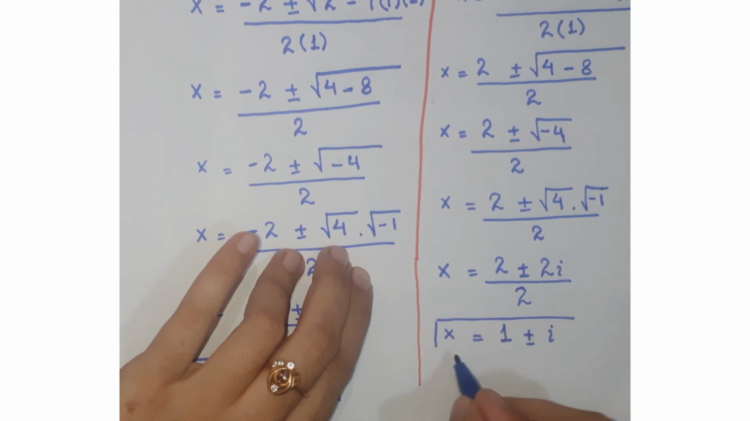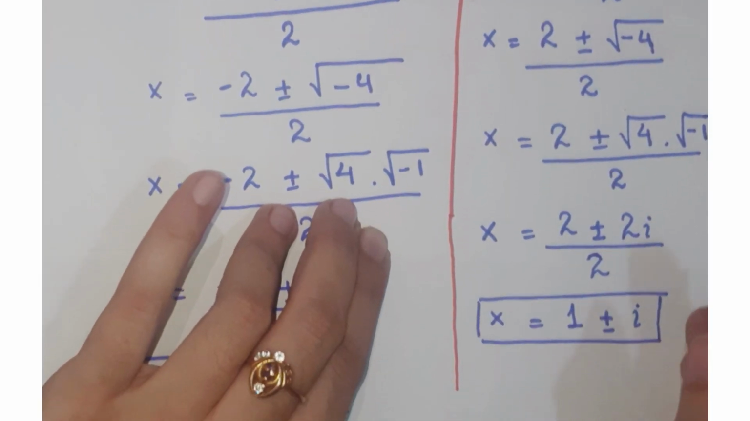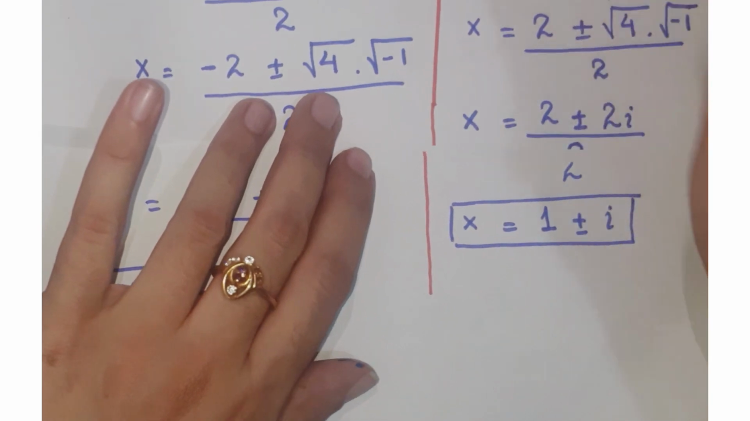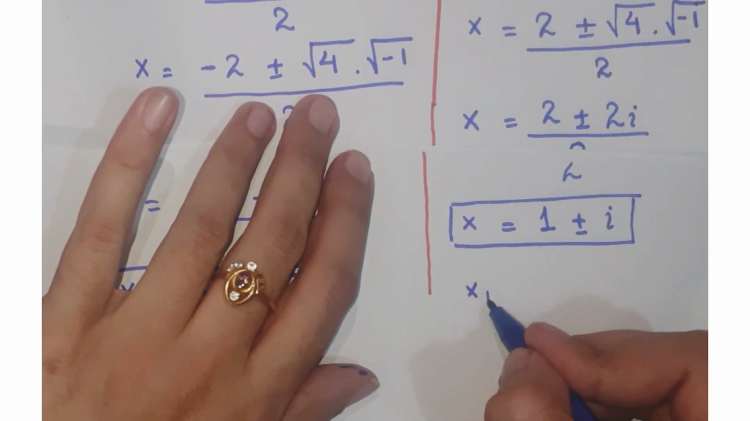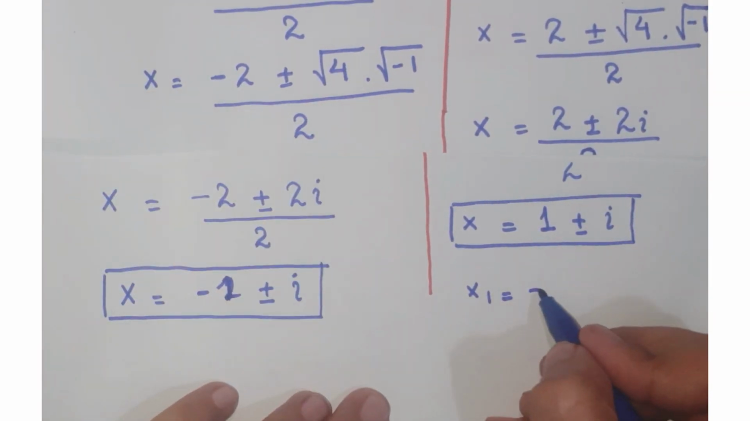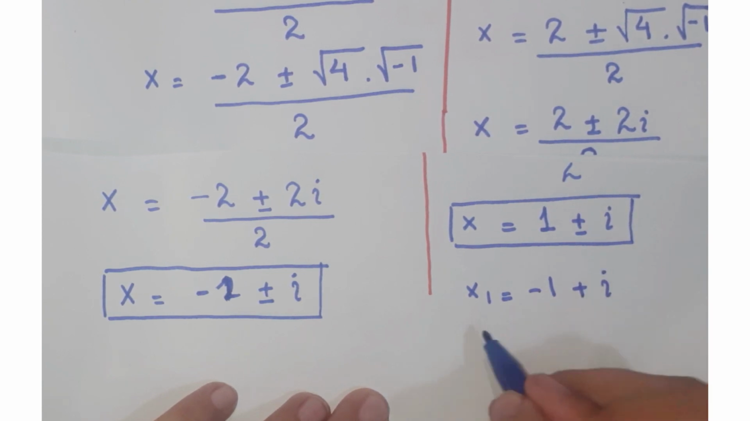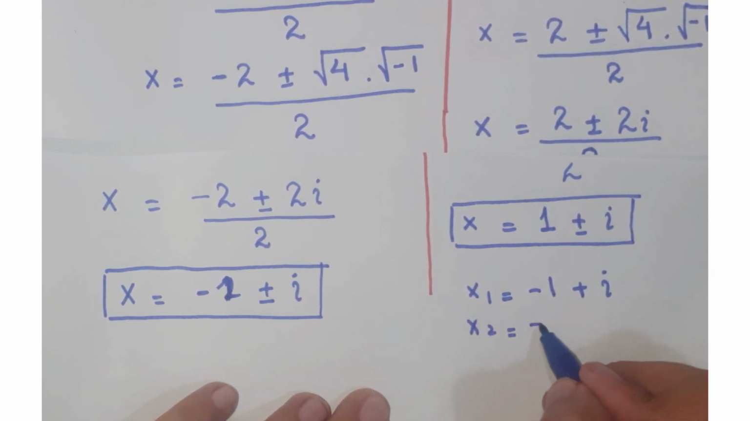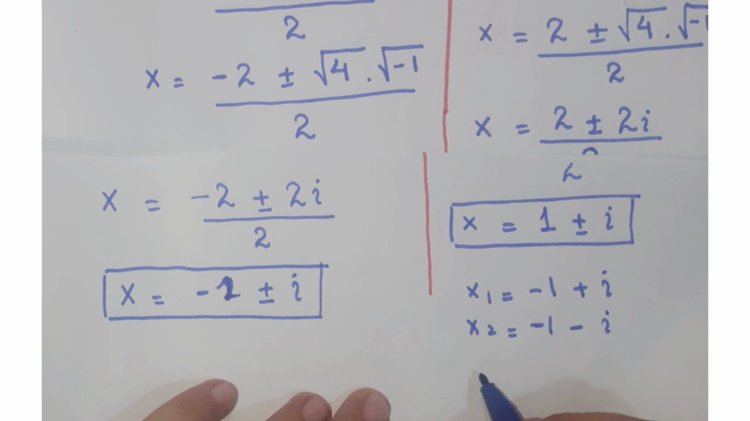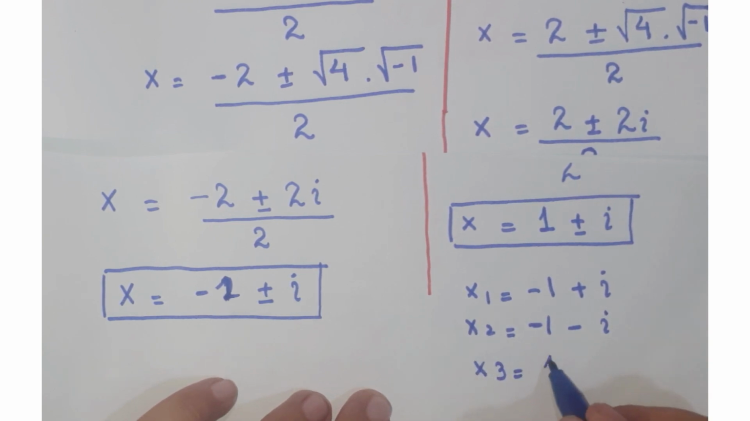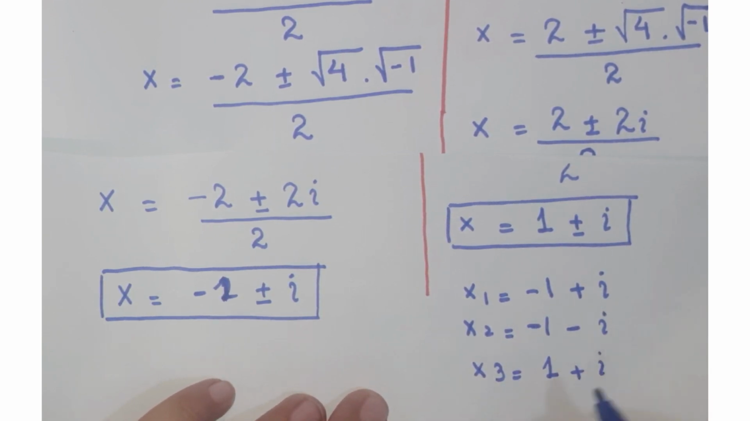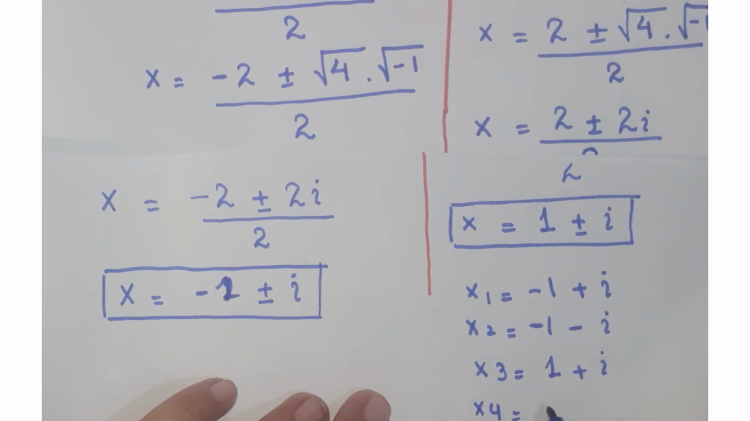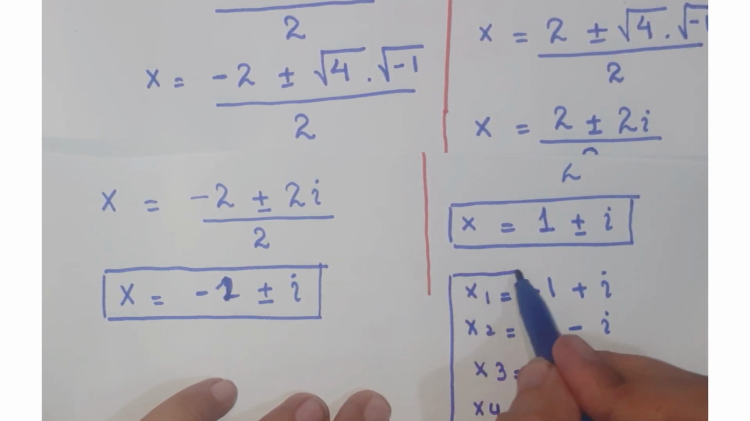So the 4 possible solutions of x, that we can write, are x1 is equal to minus 1 plus iota, x2 is equal to minus 1 minus iota, x3 is equal to 1 plus iota, x4 is equal to 1 minus iota.